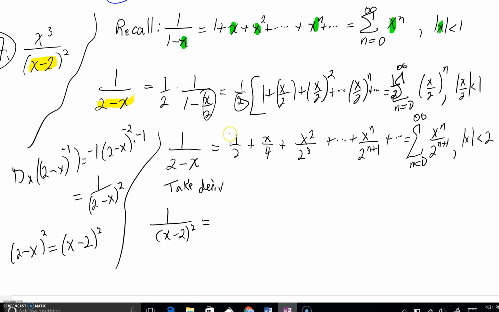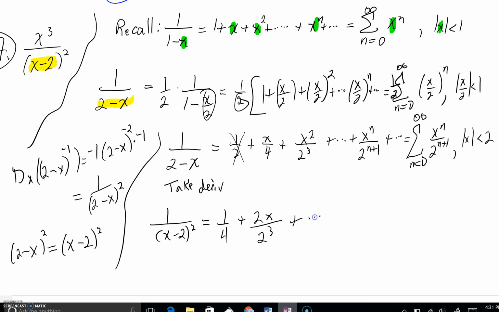Well, the 1/2 is going to be gone, that constant. The derivative of x over 4 just becomes 1/4. And then here we could say bring down a 2. We'd have 2x all over 2 to the third.